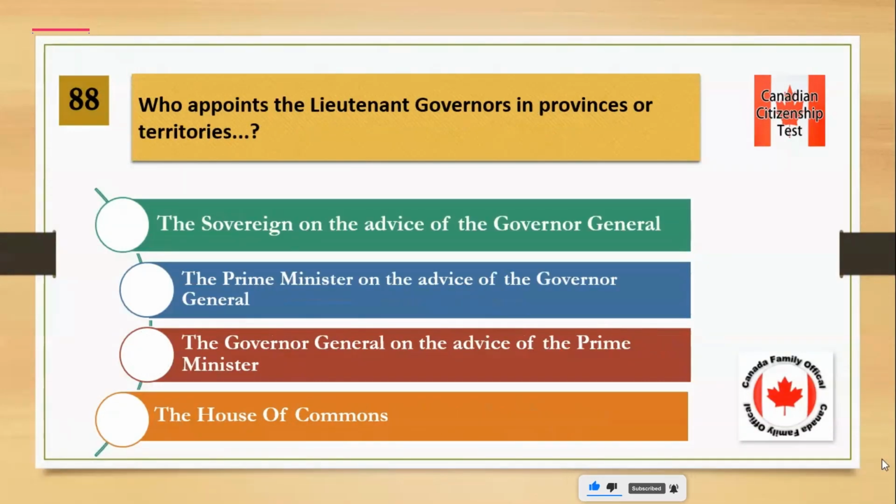Who appoints the lieutenant governors in provinces or territories? Number 1, the sovereign on the advice of the governor general. Number 2, the prime minister on the advice of the governor general. Number 3, the governor general on the advice of the prime minister. Number 4, the House of Commons. And the answer is the Governor General on the advice of the Prime Minister.